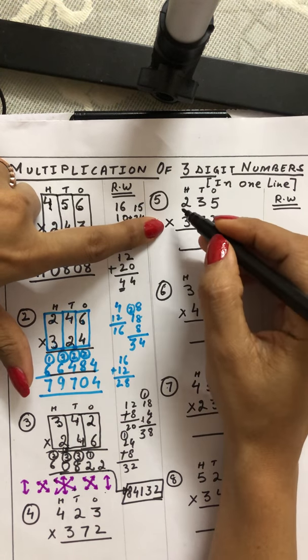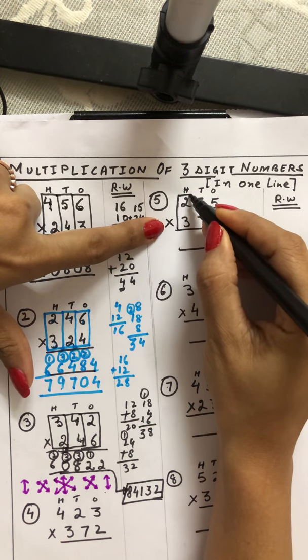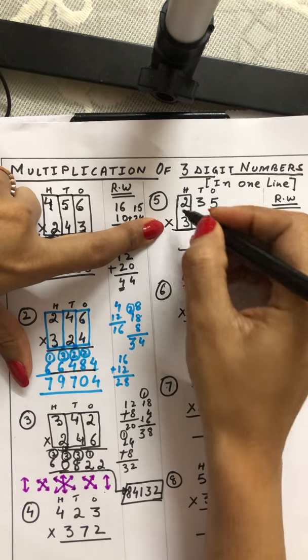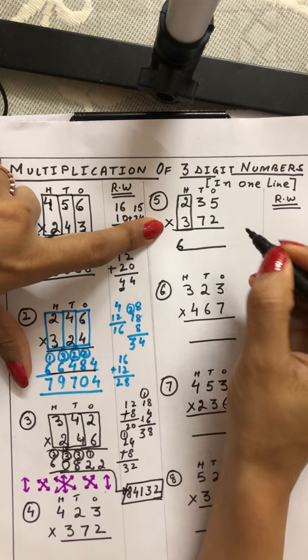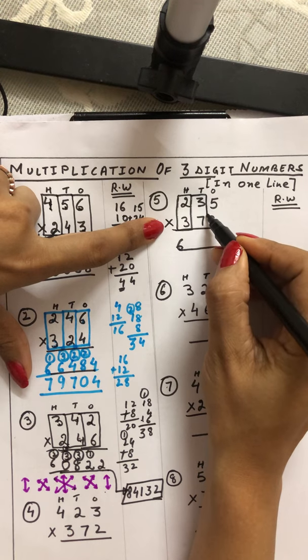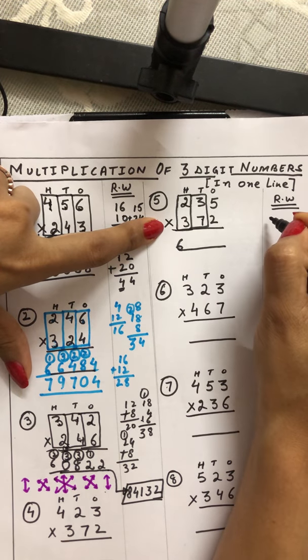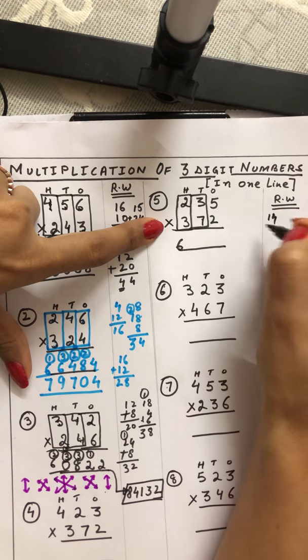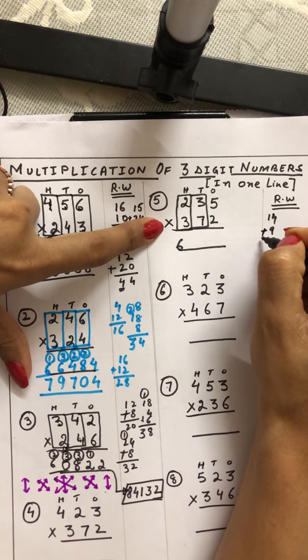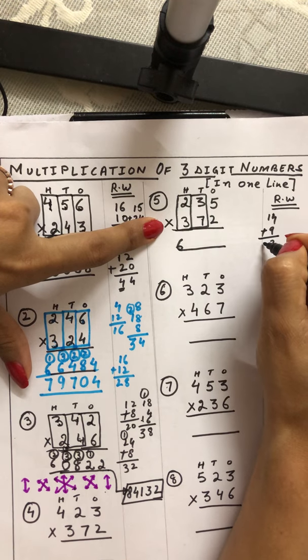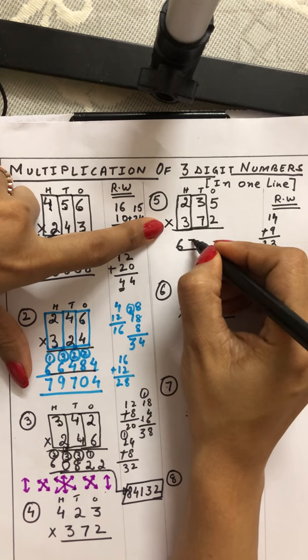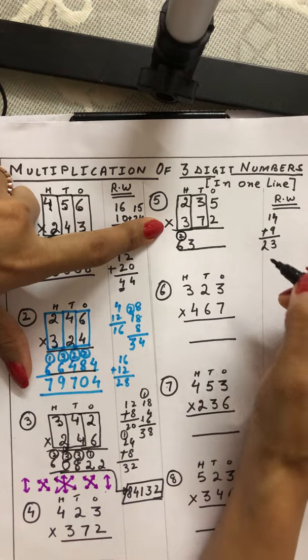Again, the pattern is the same. Vertical multiplication, which gives me 6. Then 2 columns together, cross multiplication, 7 2s are 14 and 3 3s are 9. Gives me 3 and 23. 23, 3 comes here, 2 goes as a carryover.